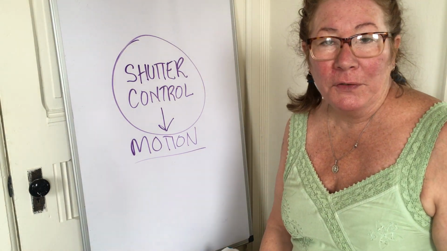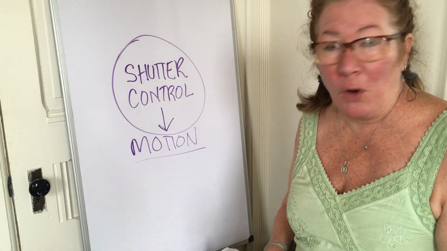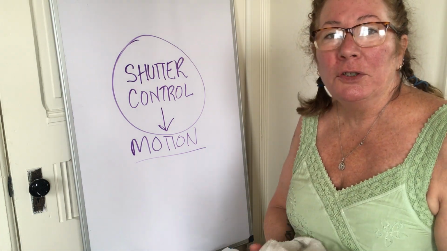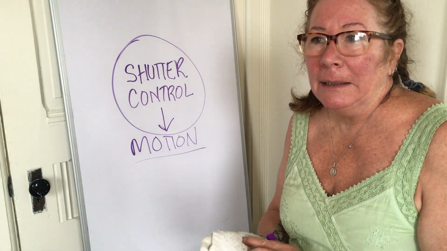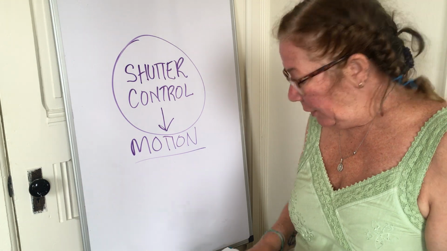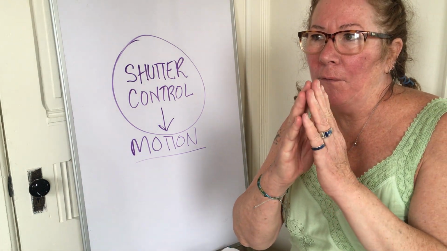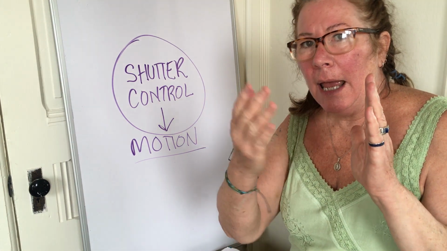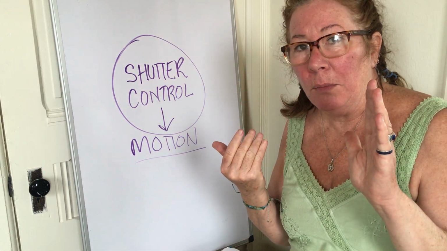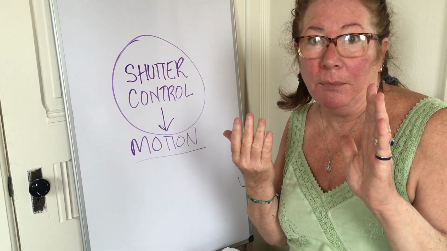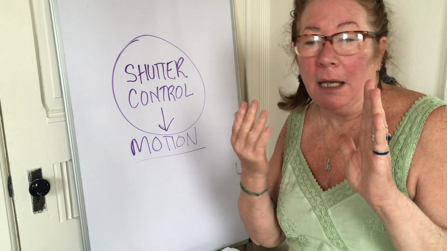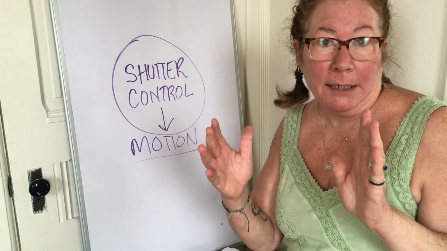We're going to talk for just a moment about the shutter control on your camera. So the shutter controls how long it takes for the shutter to open and expose your film or your media, which could be your digital media, to light.